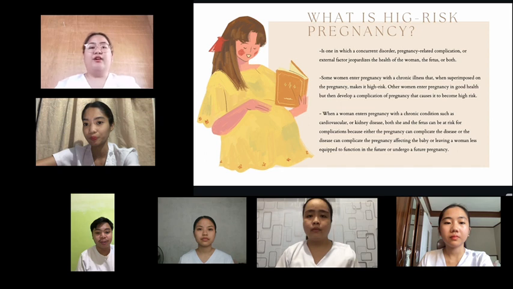Furthermore, when a woman enters pregnancy with a chronic condition such as cardiovascular or kidney disease, both she and the fetus can be at risk for complications because either the pregnancy can complicate the disease or the disease can complicate the pregnancy, affecting the baby or leaving a woman less equipped to function in the future or undergo a future pregnancy.